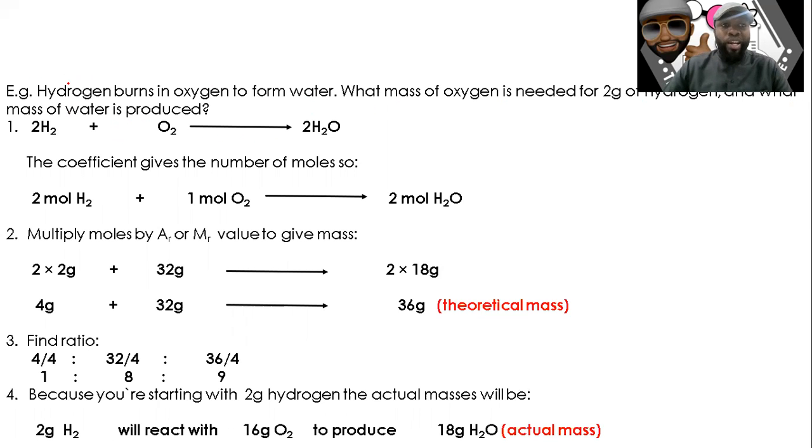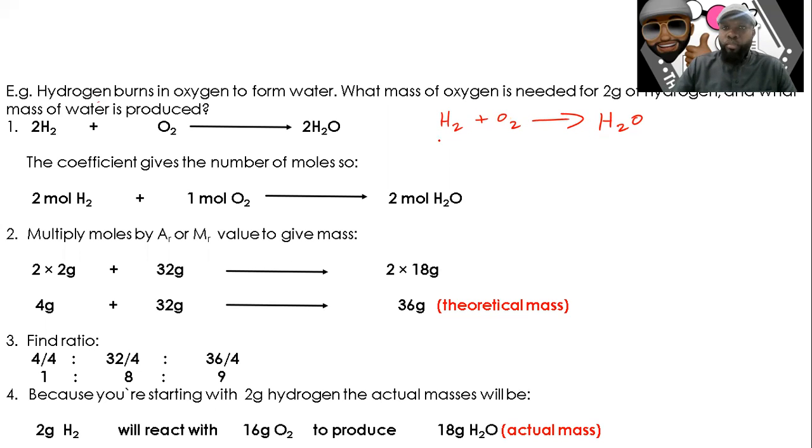So first of all, I take clues from my question to write my balanced equation. I know that hydrogen burns in oxygen, so it's a reaction between hydrogen and oxygen. It's a combustion reaction. Before balancing my equation, I write it out like this: H2 plus O2, because they're both diatomic molecules, goes to produce H2O. That's my formula for water.